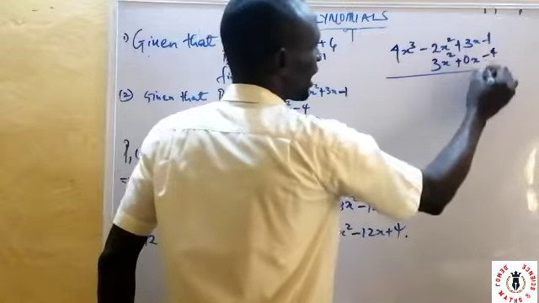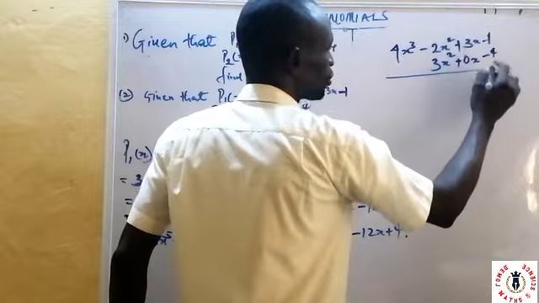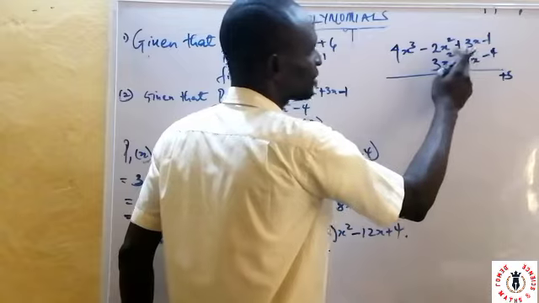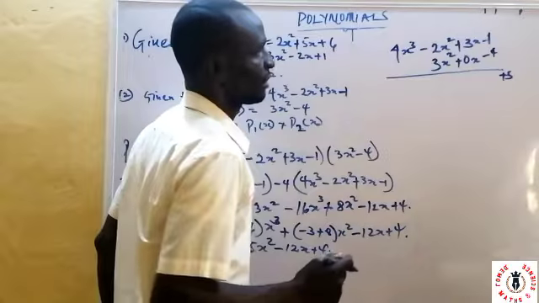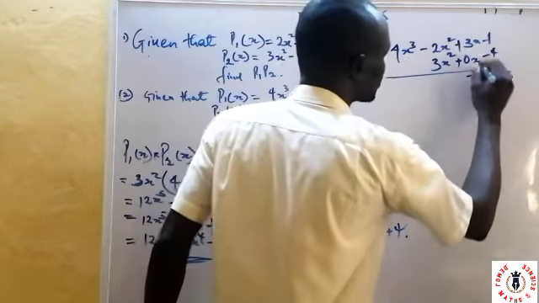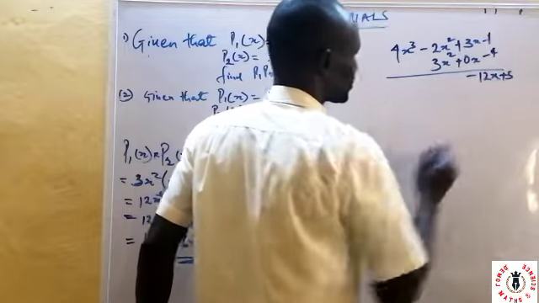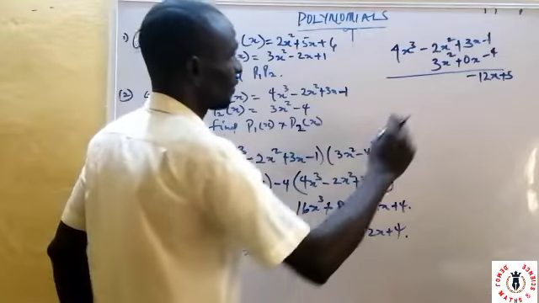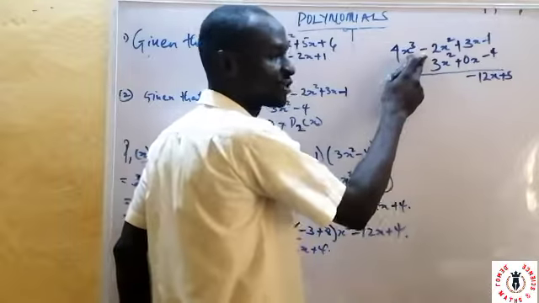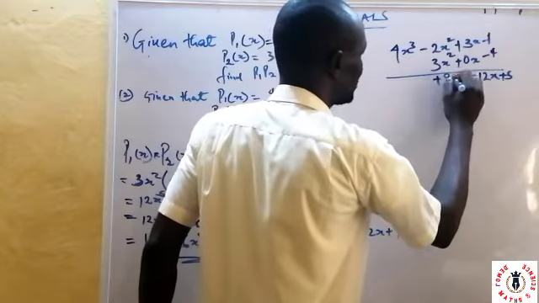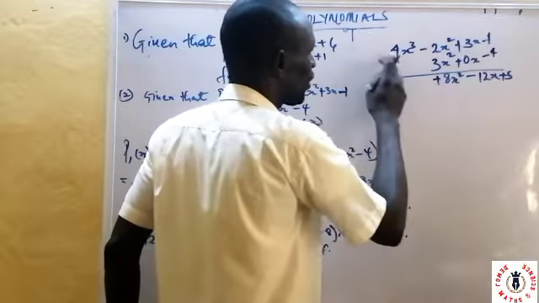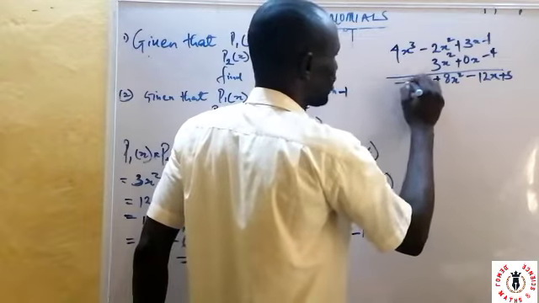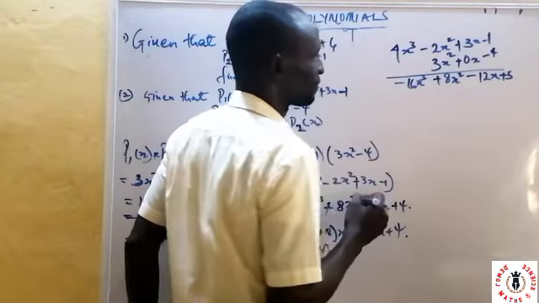Now minus 4 times minus 1, that's plus 4. Minus 4 now times 3x, that's minus 12x. Minus 4 times minus 2x squared, that's plus 8x squared. Minus 4 now times 4x raised to the power 3, that's minus 16x raised to the power 3.